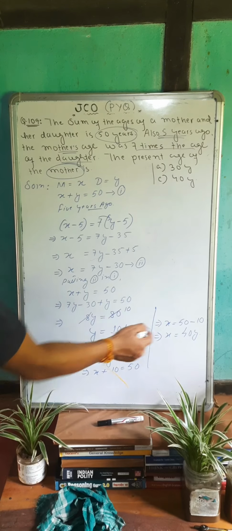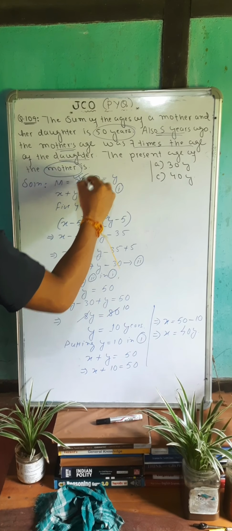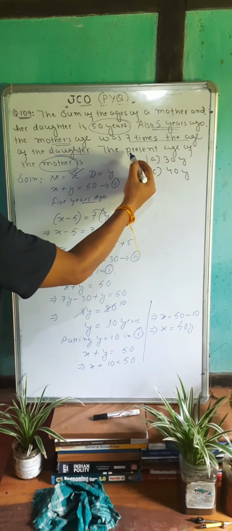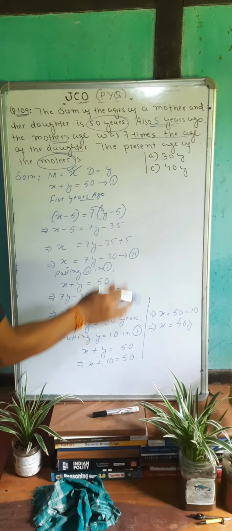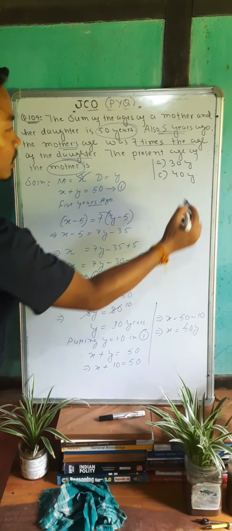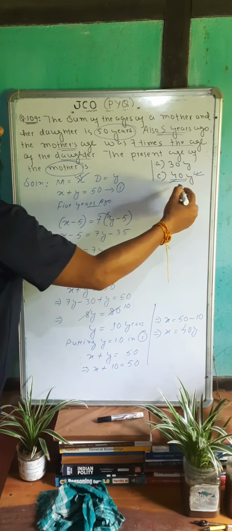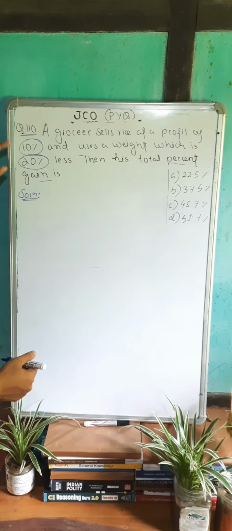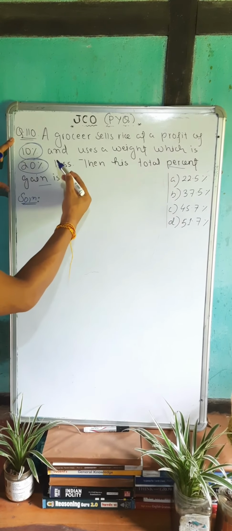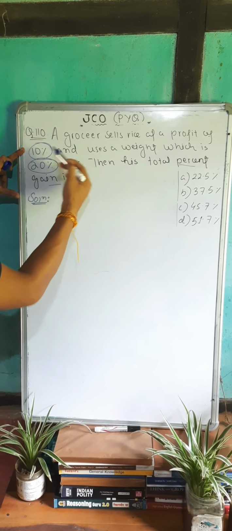So x, that is the present age of mother, and we need to find the present age of mother. So we have found the present age of mother is 40 years. So option C is the final answer. So here is our fifth question. This is from profit and loss.